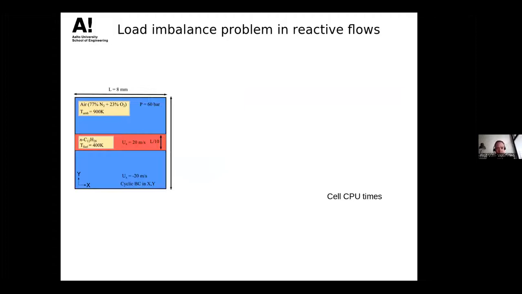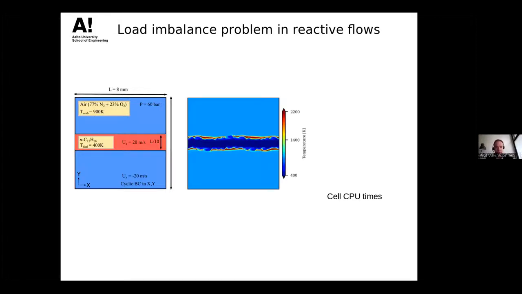So this is just an example to demonstrate what load imbalance means. We investigate, as a model problem, an n-dodecane shear layer. The red stripe in the middle is the n-dodecane jet. You have periodic boundary conditions and the jet is going 20 meters per second from left to right. And you have ambient, the blue is oxidizer, oxygen, air. You want to ignite this shear layer. It's like a model problem of a diesel shear-driven problem. So here you have a picture of the Kelvin-Helmholtz instabilities and temperature field. You see ignition happening in the shear layer where the mixing and the most reactive mixtures occur.